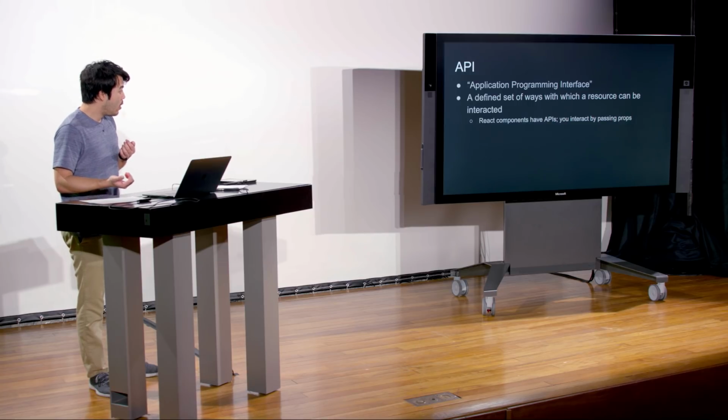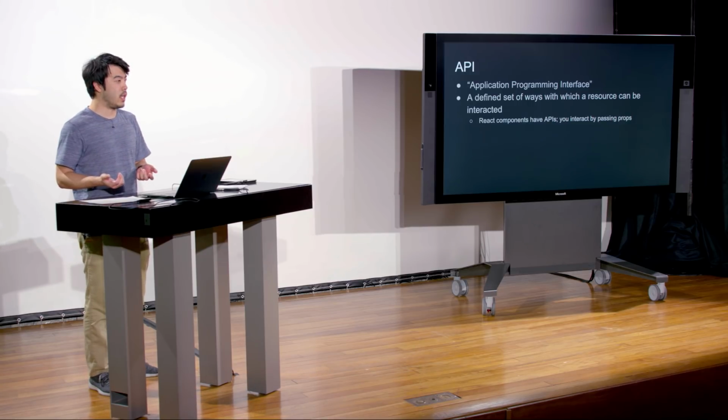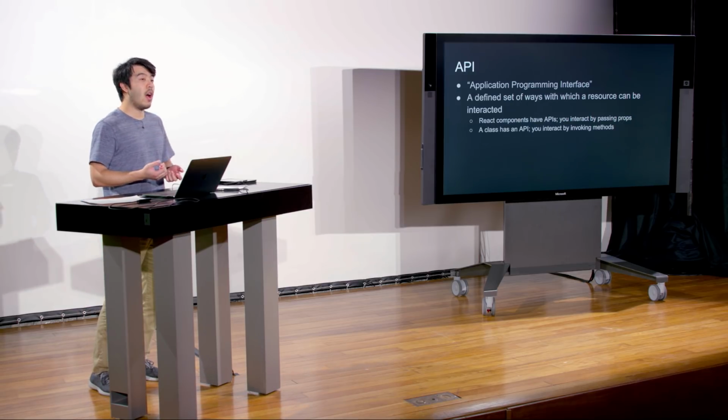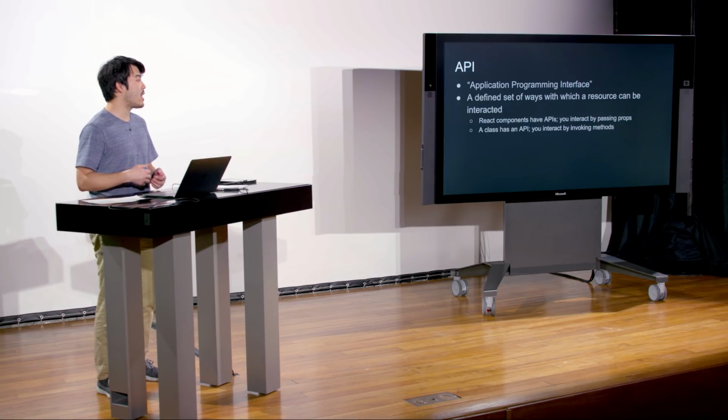What other sorts of things have we seen in class that have APIs? Well, a class does. If you remember, when we write classes, these classes have methods. And how do we interact with that class? Well, we invoke those methods. And so those methods are actually an API with which you can interact with those classes.